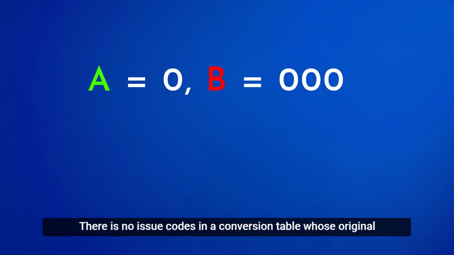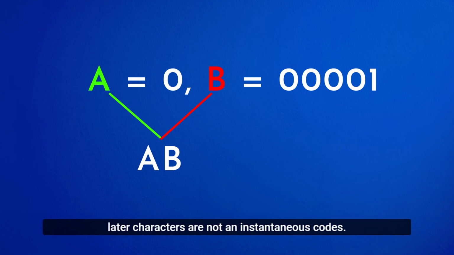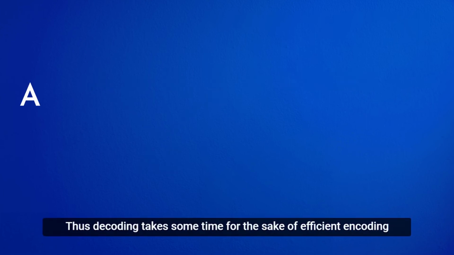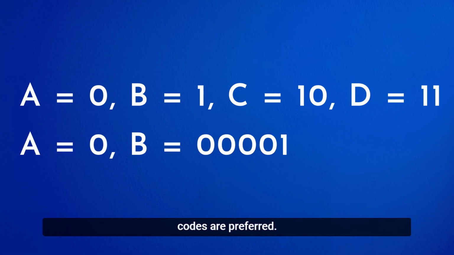Codes in a conversion table whose original characters can be determined as soon as they appear are called instantaneous codes. But, as in the above example, those whose characters cannot be determined without checking later characters are not instantaneous codes. Thus, decoding takes some time. For the sake of efficient decoding, codes that are uniquely decodable and instantaneous codes are preferred.